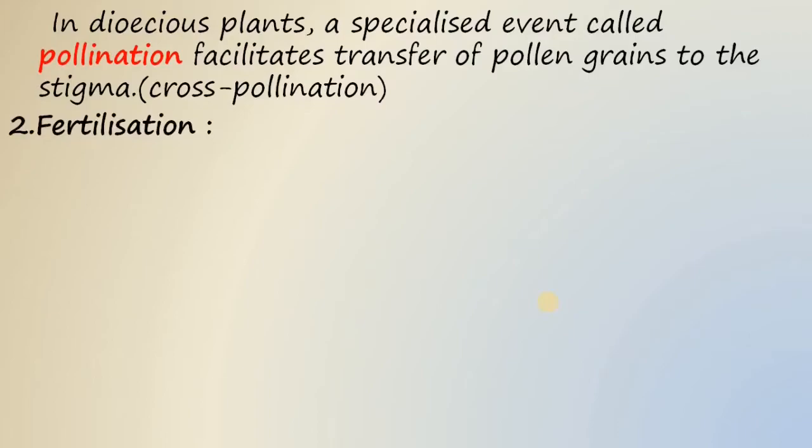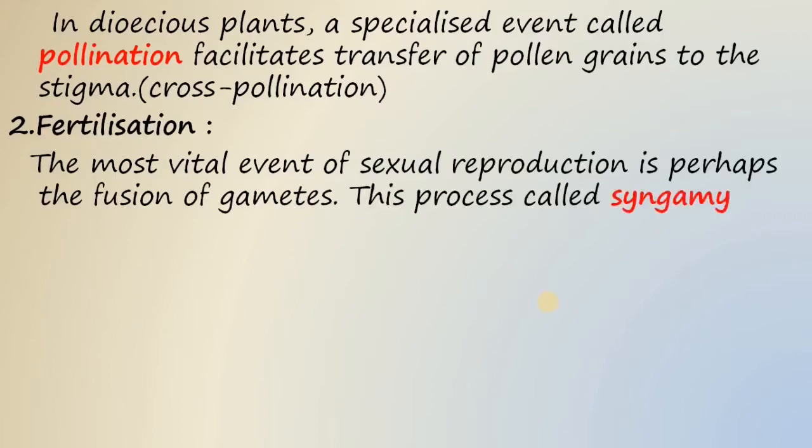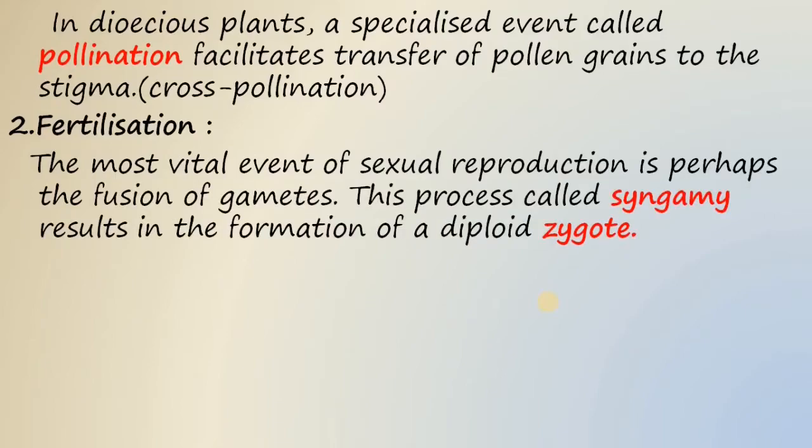Fertilization. So until now we learned pre-fertilization, in which we learned gametogenesis and gamete transfer. We'll see what fertilization is. So the most vital event of sexual reproduction is perhaps the fusion of the gametes. That means this is the most important part, okay. Here the gametes are fusing together. This process is also called syngamy. So fertilization or syngamy is the same thing, and it forms the zygote.